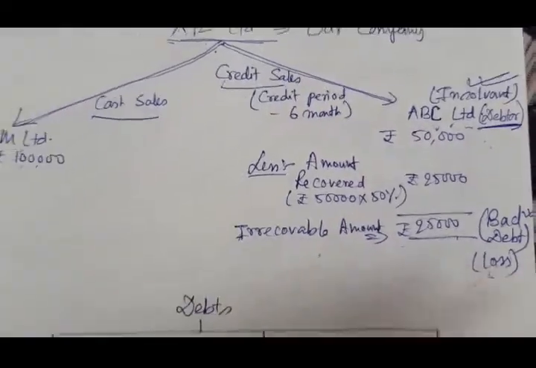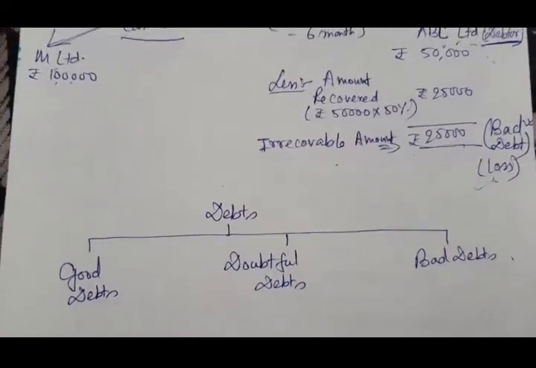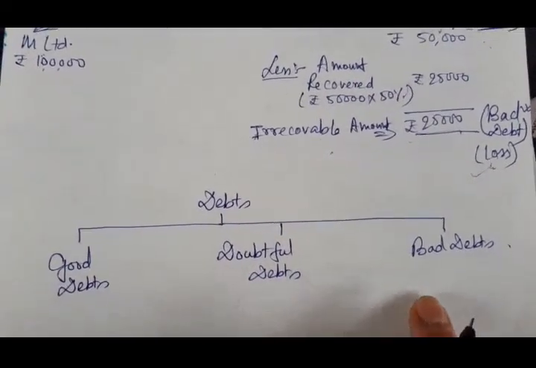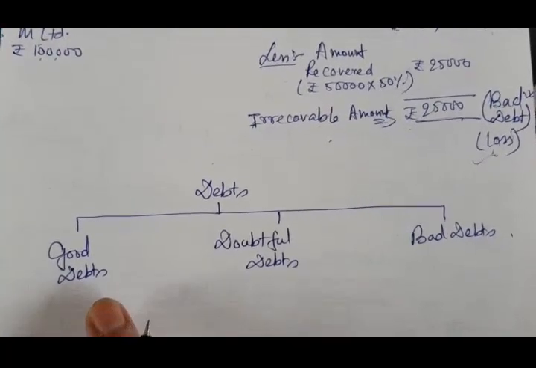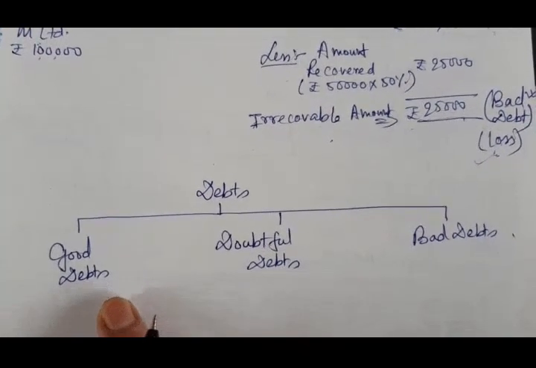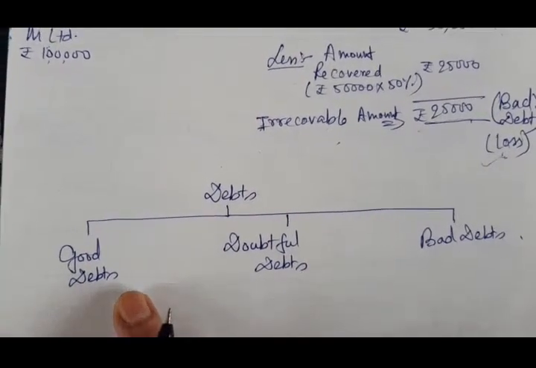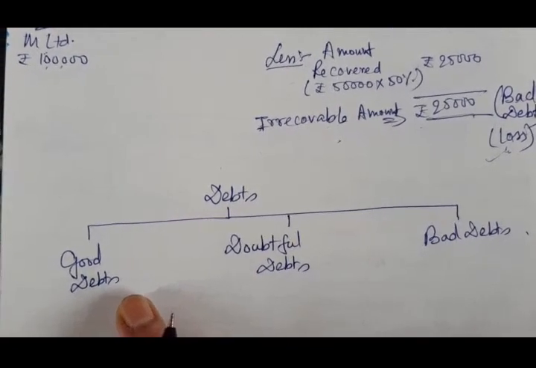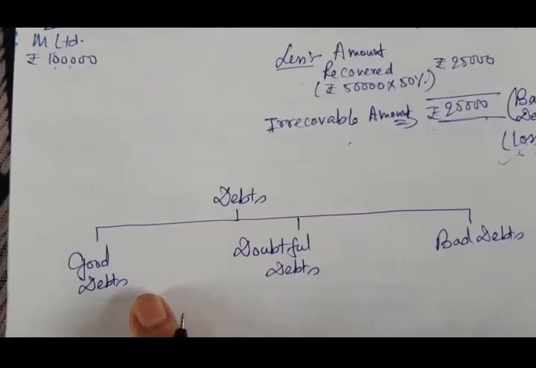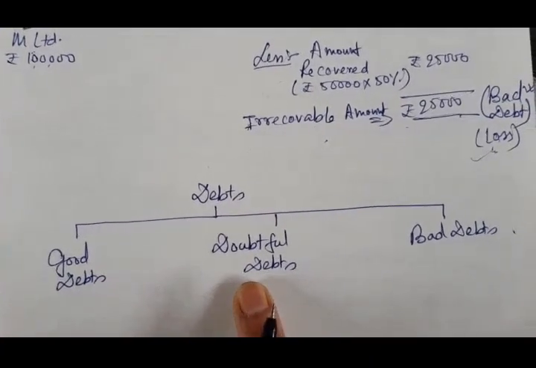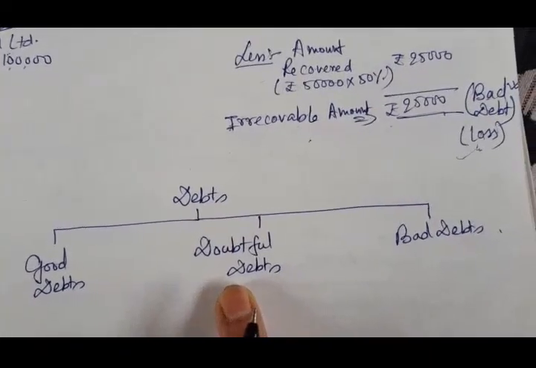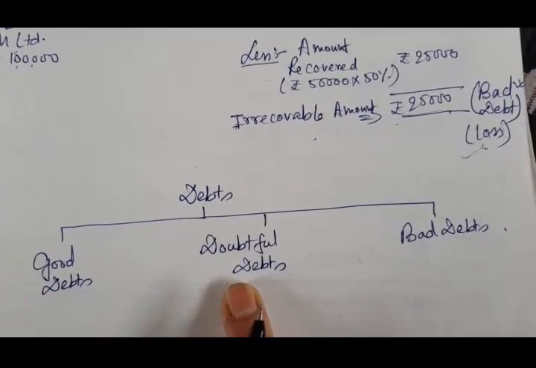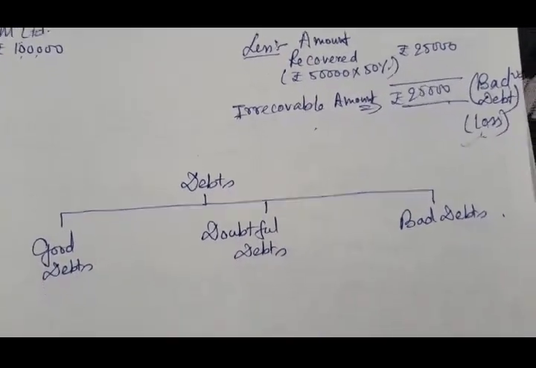Now come to another thing. See, in business, debts are of 3 types: good debt, doubtful debt, and bad debt. What is good debt? Good debt means when there is a 100% chance of getting money back. Debt means from where we will get money in future. So good debt means a 100% chance that we will get it in full. Doubtful means there may be a 50-50 chance, or an 80-20 chance, or a 70-30 chance, meaning chances are there. And bad debt means a complete financial loss.